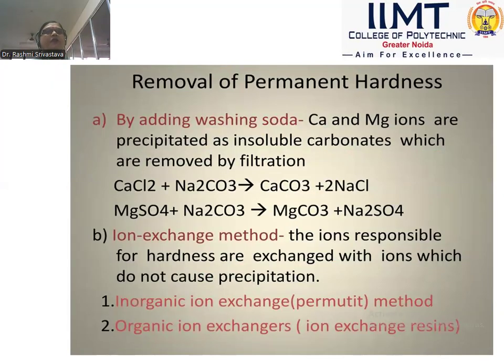The next is, how will we remove the permanent hardness? The methods of removal of permanent hardness of water. First is by adding washing soda. The formula of washing soda is Na2CO3, which is sodium carbonate. Calcium and magnesium ions are precipitated as insoluble carbonates, which are easily removed by the process of filtration.